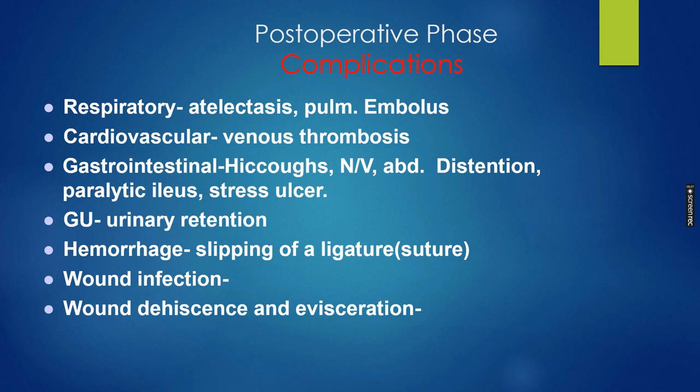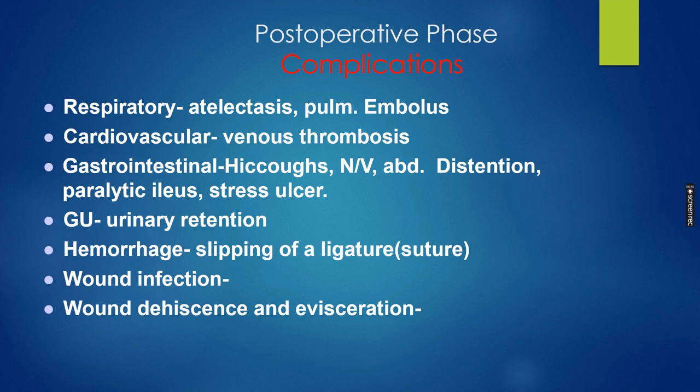Then complications. There are some complications that can occur to the patient. Respiratory complications: atelectasis, that is the collapsing of the lungs. Pulmonary embolus: any embolus, any blood clot that can mobilize towards the lungs and cause pulmonary embolism. Then in cardiovascular, venous thrombosis can occur. Venous thrombosis means the blood gets clotted in the veins, when the patient does not move early.